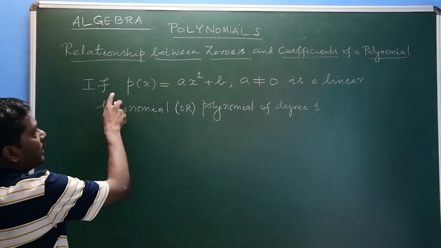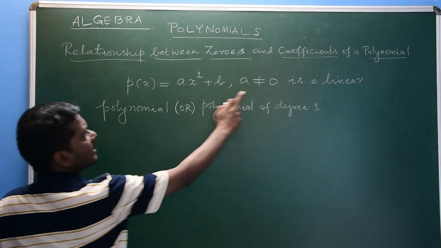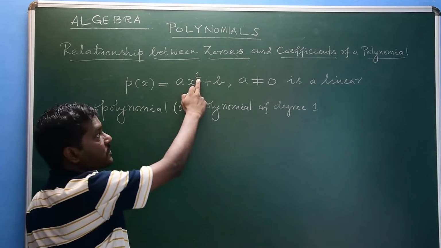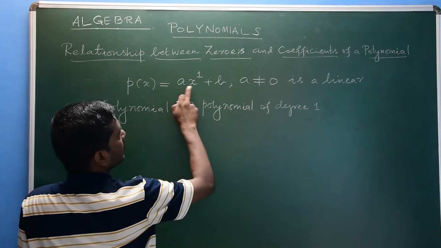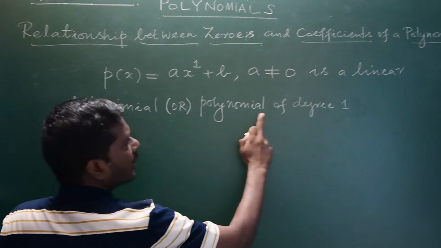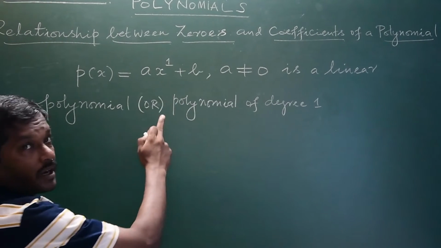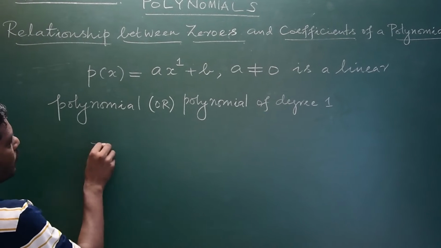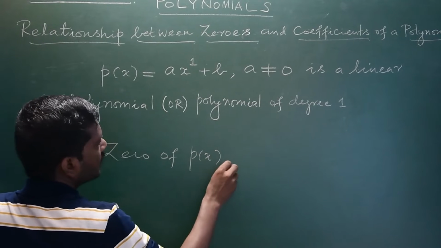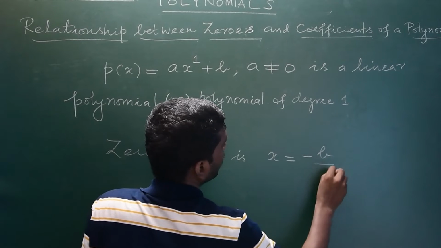If this is a linear polynomial, p of x is a linear polynomial. We know that p of x is a linear polynomial because the power of x is 1, and the coefficient of the leading term is not equal to 0, so it is a polynomial of degree 1. And what is the zero of this polynomial? We have already said that the zero of p of x is x equal to minus b by a.